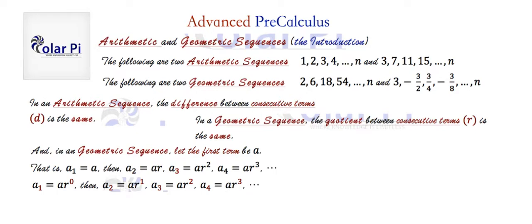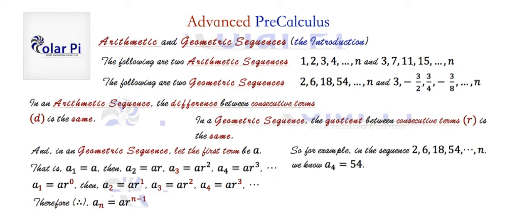And so again, if we make it very clear what's going on, then we could say that A1 is equal to A times r to the 0 power, where r to the 0 power is 1, right? And so on. And so then it's pretty clear that An is equal to A times r to the power n minus 1.